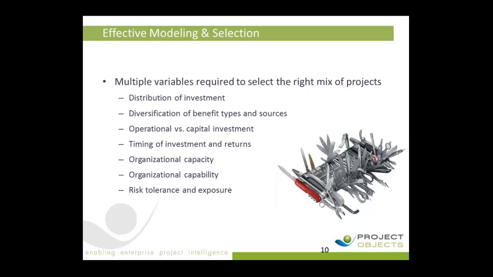So we have to consider, what is the distribution of investment? All projects now involve technology, but are we going to be doing something that the technology group can actually cope with? Or are we putting about 4 or 5 times the amount of work through them that we've ever expected them to deliver before, and are they geared up to deal with that? Do we have appropriate levels of diversification for the benefit types and the benefit sources? The idea that you don't want to put all of your eggs in one basket.